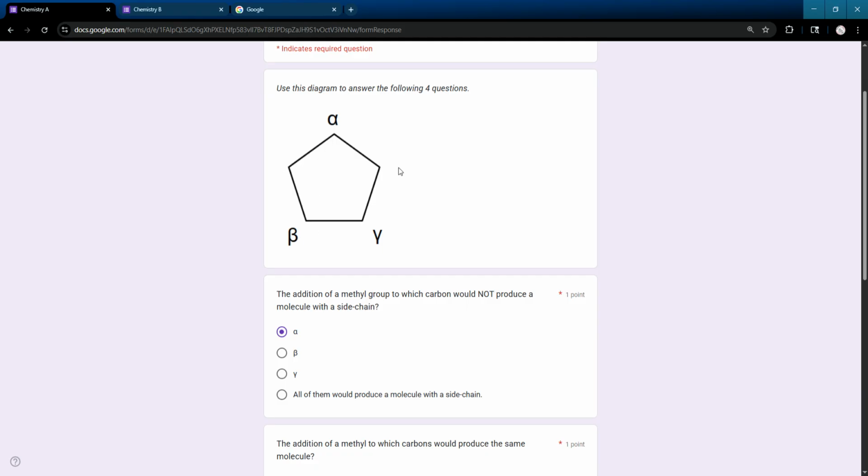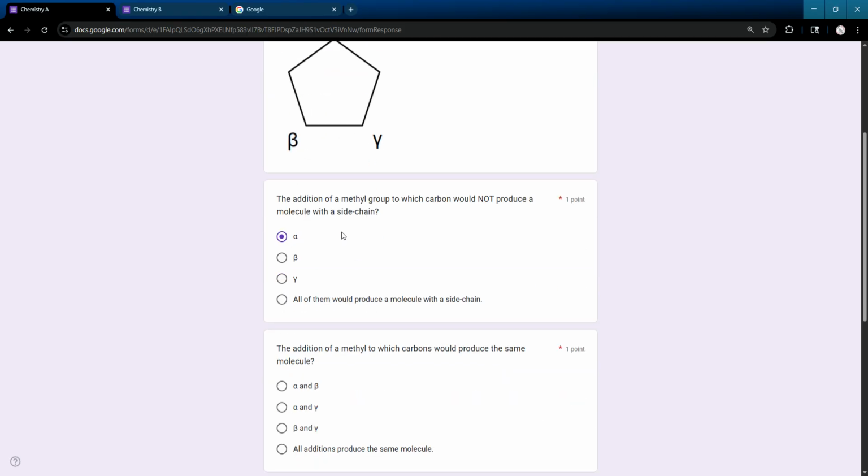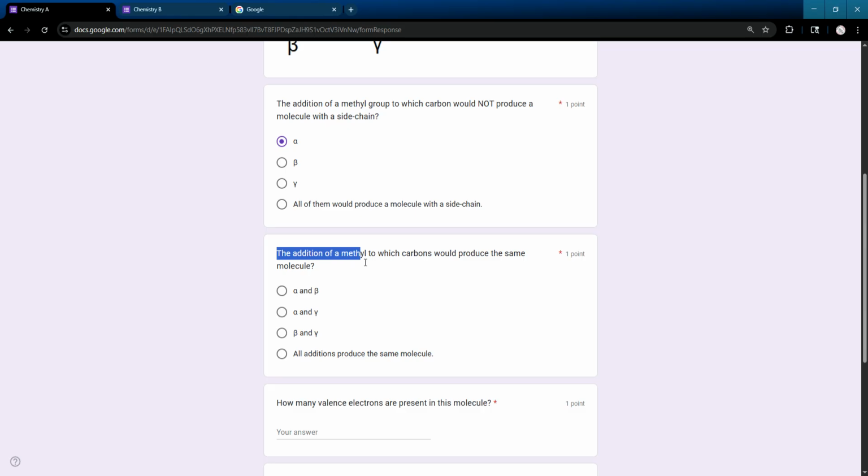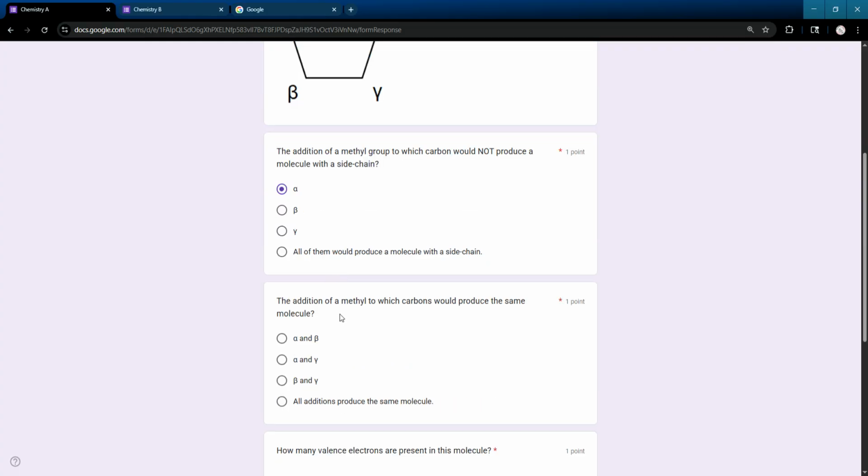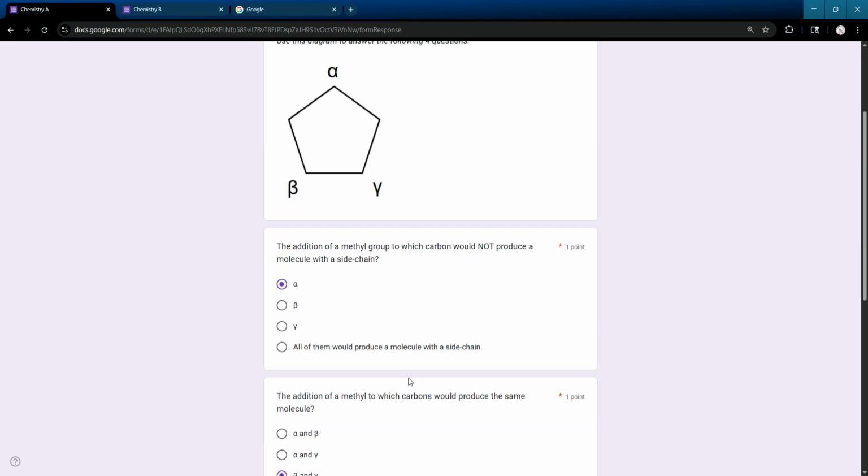A doesn't have anything on its sides, but these two have each other on its side. So I'll select the top one. To which carbon would produce the same molecule? To carbon B and Y.